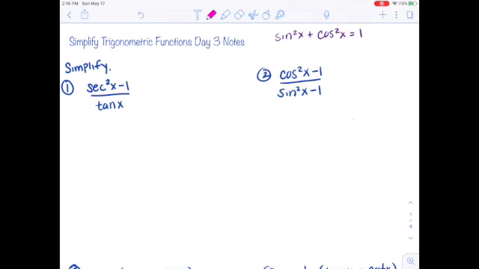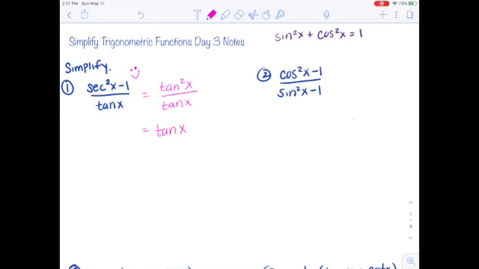Just to refresh your memory, we've got secant squared of x minus 1 all over tangent of x. So this is a Pythagorean theorem identity. You should know by now, and that would be equal to tangent squared of x divided by tangent of x. And tangent squared of x divided by tangent is just tangent of x. Nice easy one to start off with.